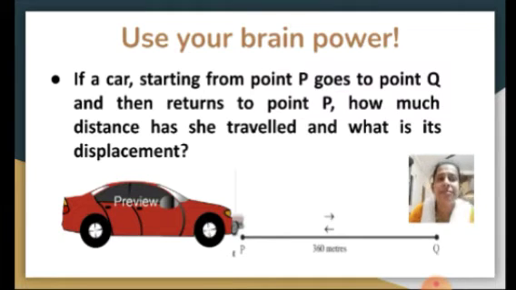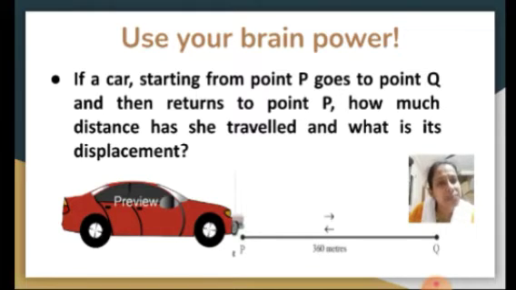Now again it is the similar thing. Here the length of the actual path would be from P to Q and again from Q to P. That means double the distance. The distance given from point P to Q is around 360 meters. So if it is 360 from P to Q, therefore from Q to P also it will be 360. So the distance travelled would be 360 plus 360, which comes to around 720 meters.